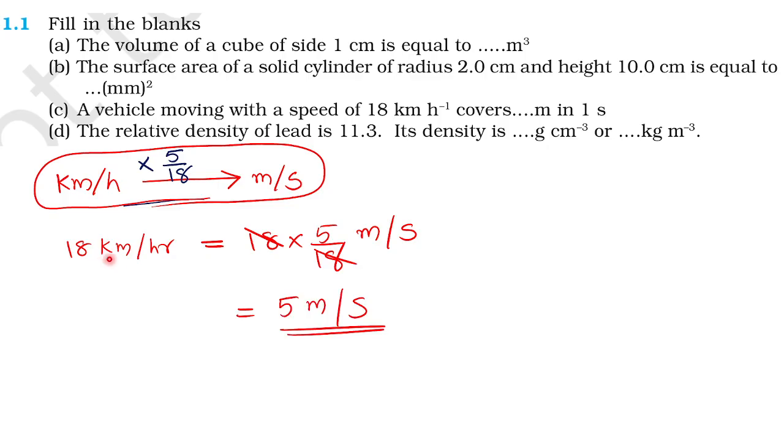So a body is moving with this much speed, meaning that the body covers 5 meter in 1 second. What is the meaning of speed? In 1 second, the body will cover 5 meter. 5 is the answer. In 1 second, the body covers a distance of 5 meter.